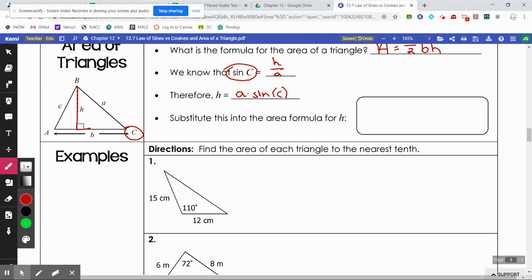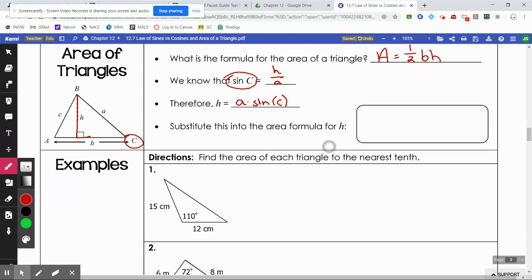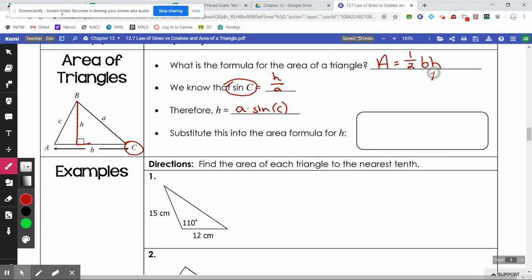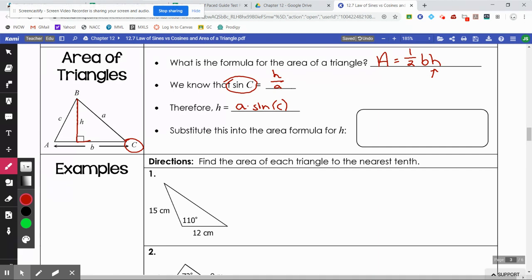And if we were to substitute this into the formula for H, if we were to take out the H and rearrange some letters, we would get that the area of this triangle is 1/2 times A times B times the sine of C. And this is a new area formula that we can use anytime we're dealing with a triangle and we have angles.